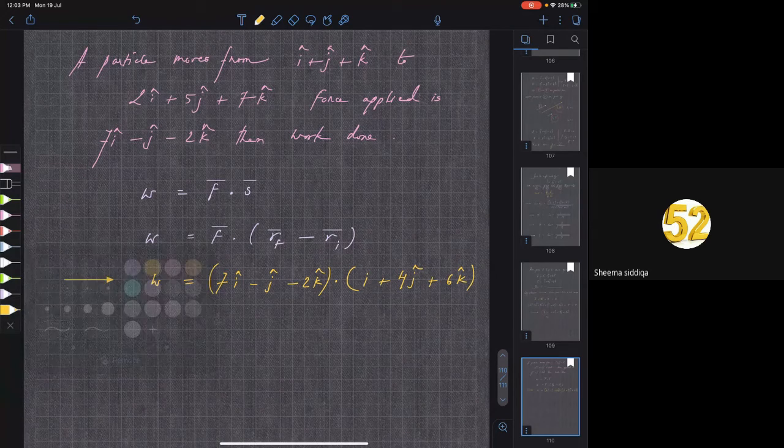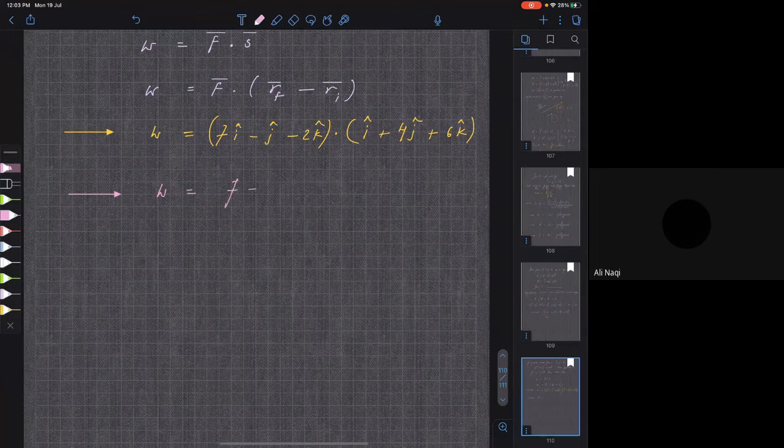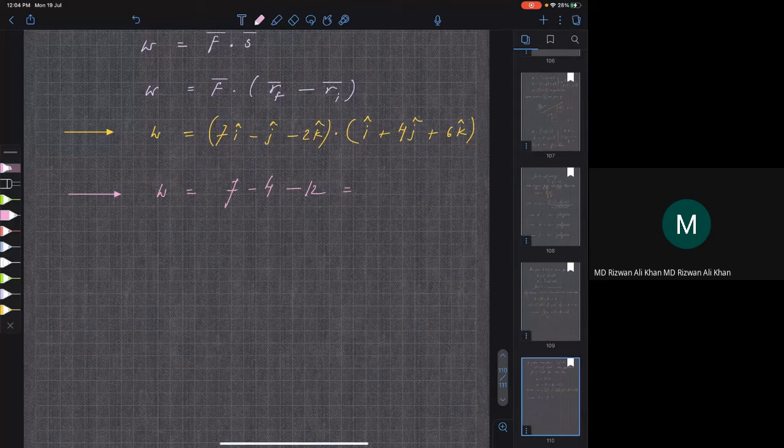So what is the answer? Tell me. 7 minus 4 minus 12. There will be no i cap, j cap in dot product, because it is a scalar. So what is the answer? Minus 9.